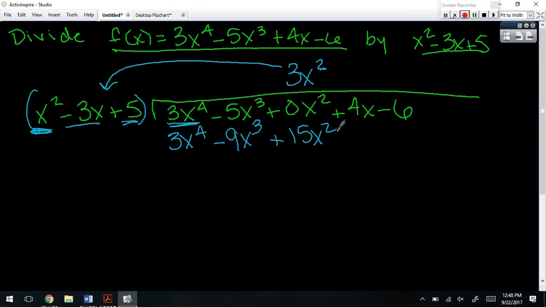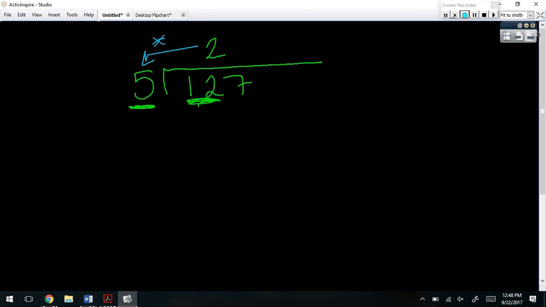Now, I want to take a second and break for just a second and make sure everybody's with me. Okay, same exact steps that we did with regular long division, we're just doing it with polynomials now. You all with me? All right, flip back over to the other example. Multiply it, right? Now what do we do?